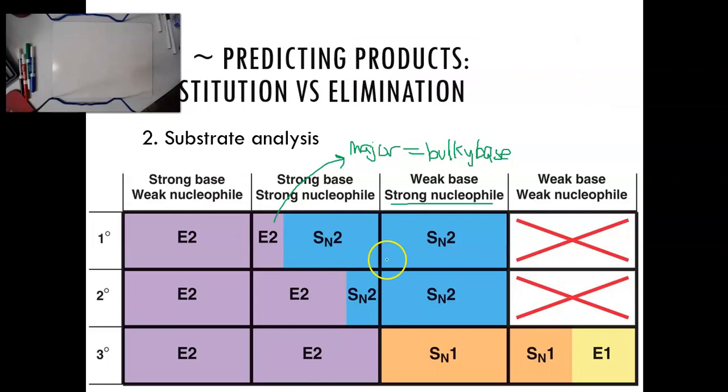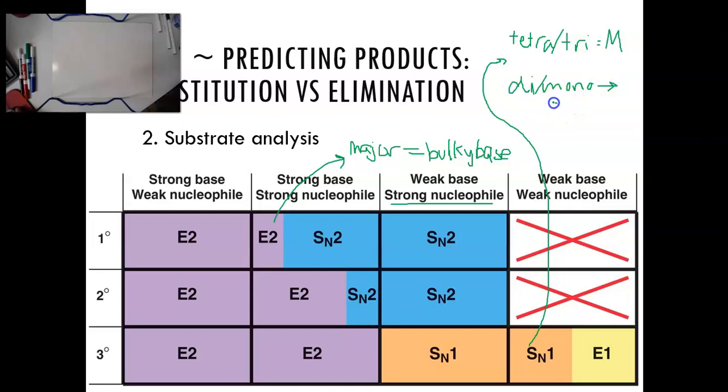And we talked about this before, but I will add our information up here. If we're making a tetra or a tri-substituted alkene, that will be the major. If we are making a di or mono-substituted alkene, then the SN1 will be the major.